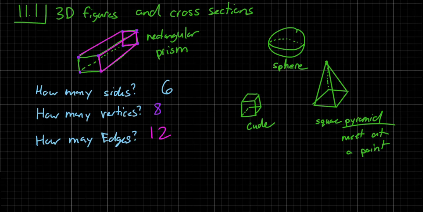What about in a square pyramid? How many sides? How many vertices? Yeah, we got 5 sides. How many vertices? 5. Yep, 5. We got 1 up top and we got 4 in the bottom. How many edges do I have? 1, 2, 3, 4, 5, 6, 7, 8. We have 8 in there as well.